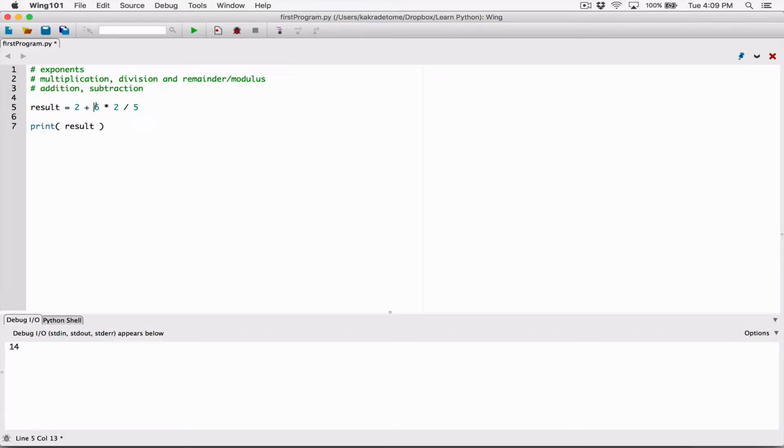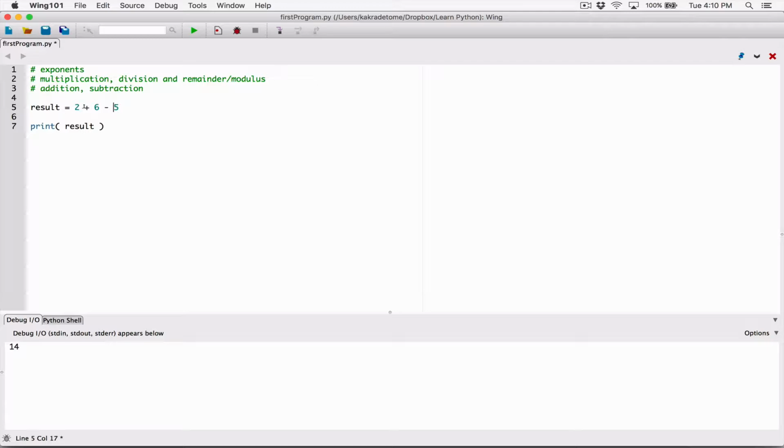It's going to solve these this way. If you have all three, multiplication, division, and the remainder operator, all in the same expression, again, it's left to right. If you have addition and subtraction in the same expression, something like this, 2 plus 6 minus 5, then it's going to also evaluate it from left to right.